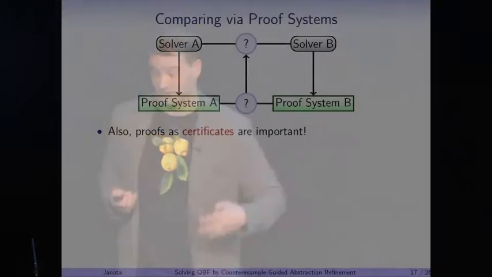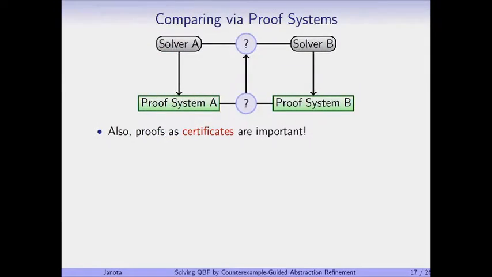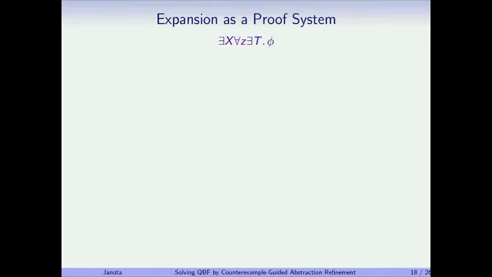Now, of course, I should mention proofs are also interesting as certificates for the correctness. So we don't have to trust the solver. We can just check the certificate. So there's a practical component here, but also we're interested in proof systems for comparing solvers. Now, how would a proof system look for expansion?